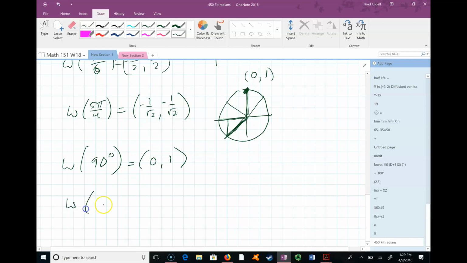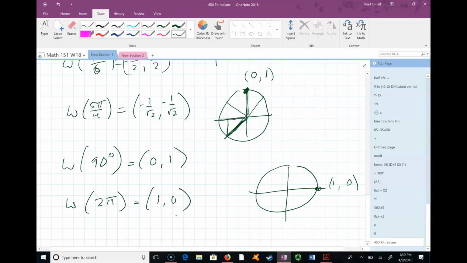What about the wrapping function of, let's say, 2 pi? Where's 2 pi? That's one trip completely around the circle, so that is sitting right there. Don't need much thought to figure out that that's going to be to the right 1 and up or down 0. So that would be the point 1, 0.